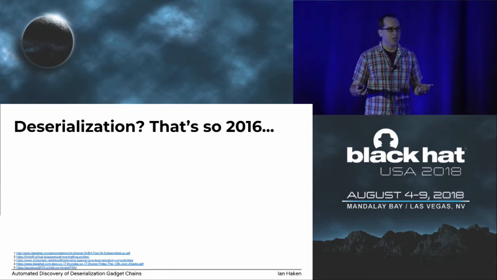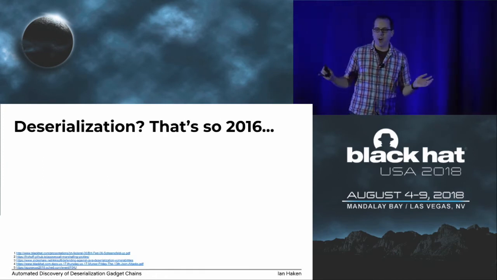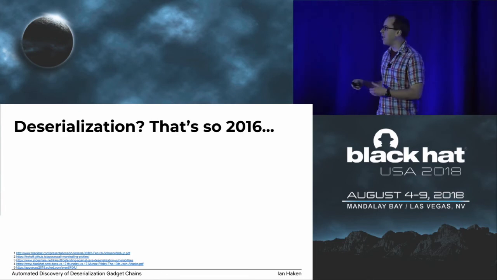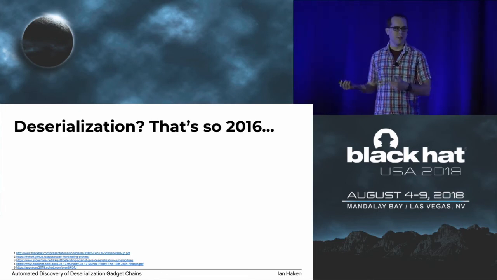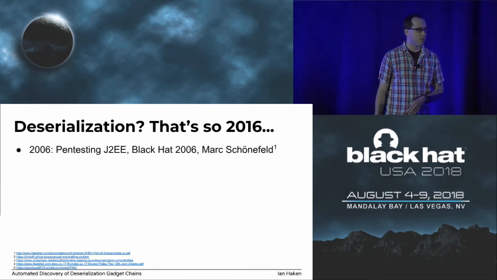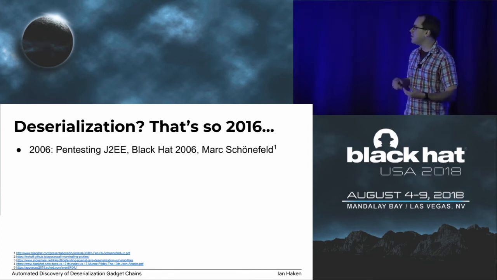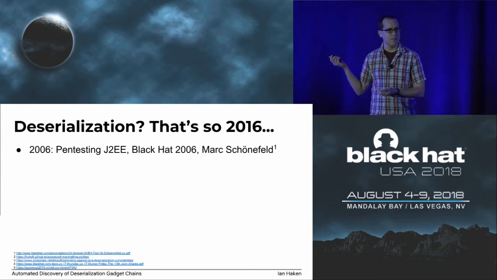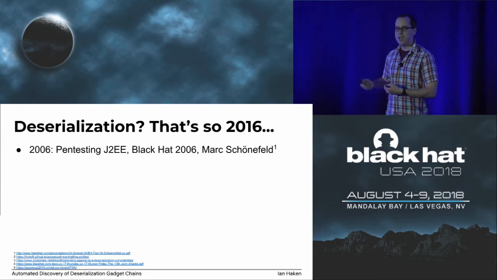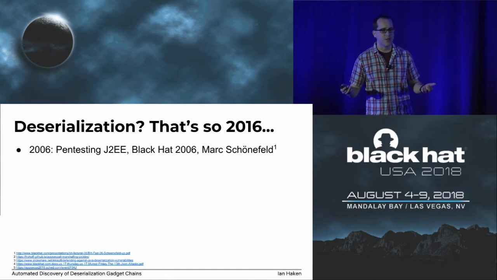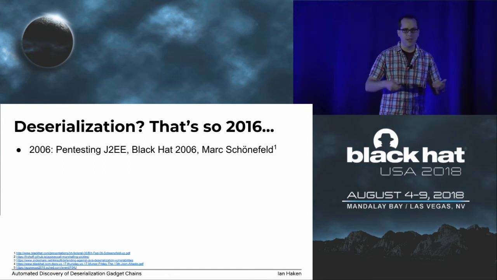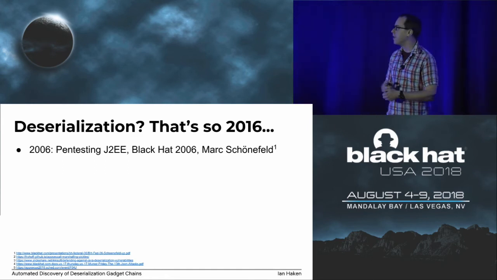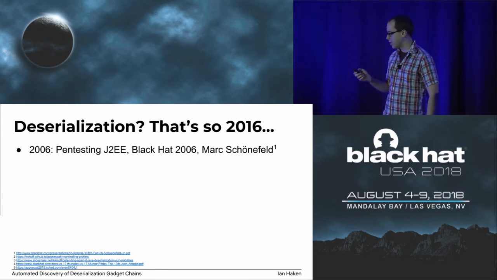So deserialization. That's not a new topic. This was a really popular topic in 2016. But deserialization vulnerabilities actually go to something way before that. They first came up around 2006. Mark Schonenfeld gave a talk at Black Hat where he described exactly this sort of issue. You can potentially do weird things with your data types in a serialized body and get arbitrary code execution.